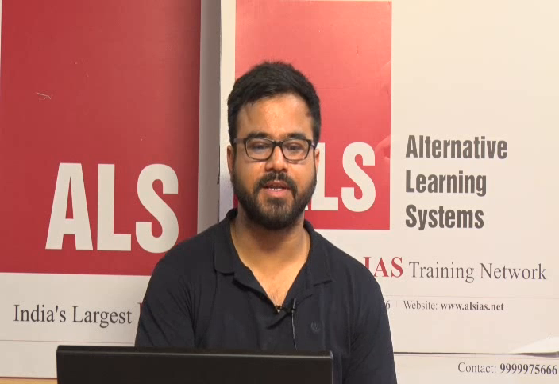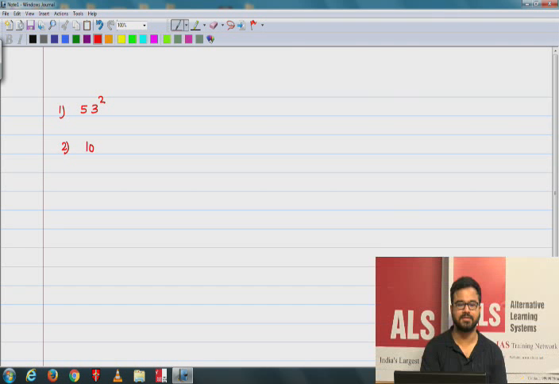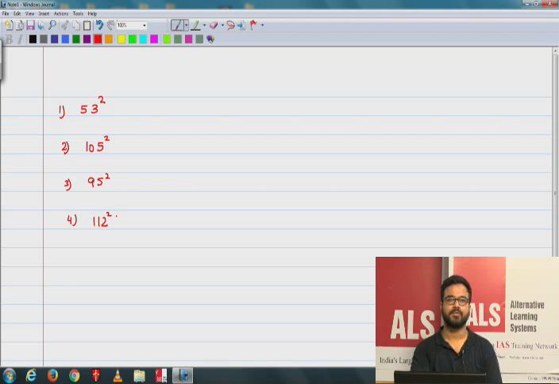First one is 53 square. Second one is 105 square. Third one is 95 square. And fourth one is 112 square. Do these 4 questions quickly, and those who complete, raise your hand.